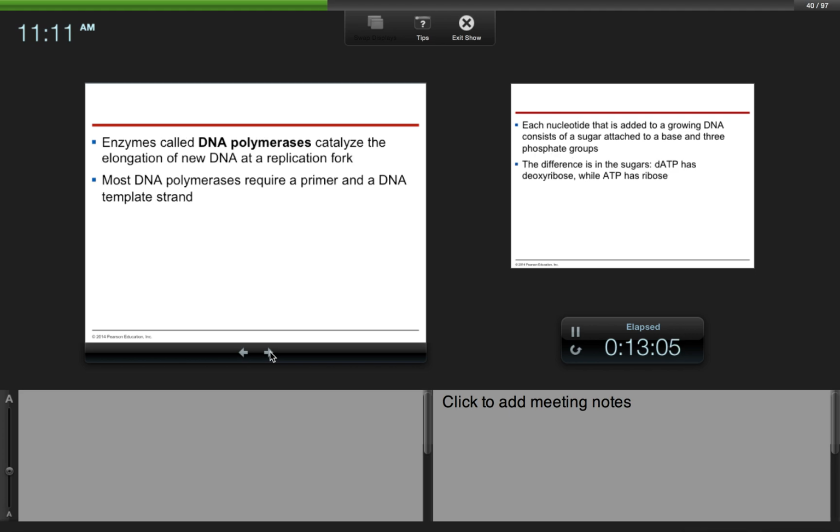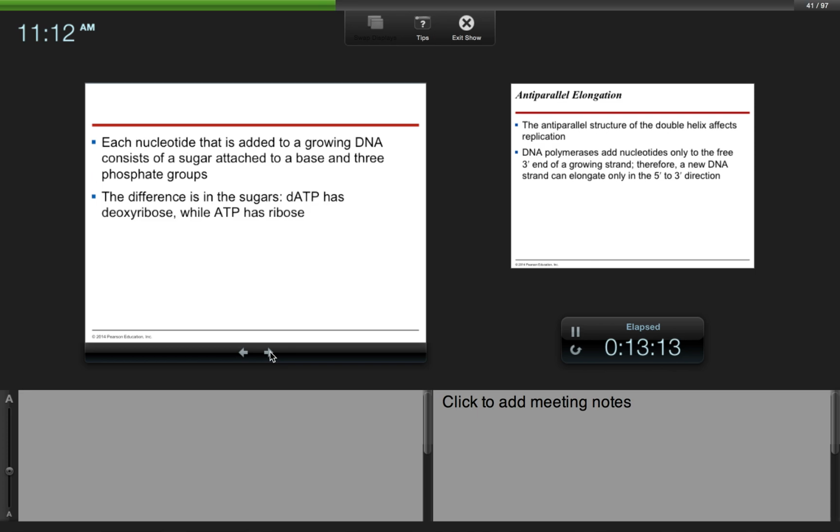Enzymes called DNA polymerases catalyze the elongation of new DNA at a replication fork by adding nucleotides to the 3' end. Each nucleotide that is added to a growing DNA consists of a sugar attached to a base and 3 phosphate groups. The difference is in the sugars. dATP has deoxyribose, while ATP has ribose.